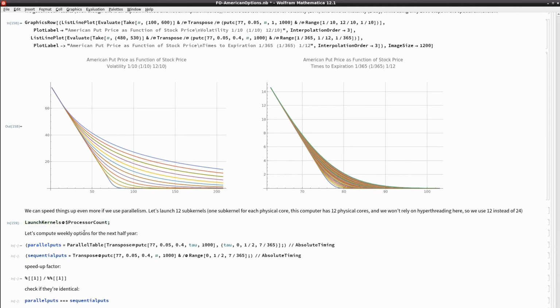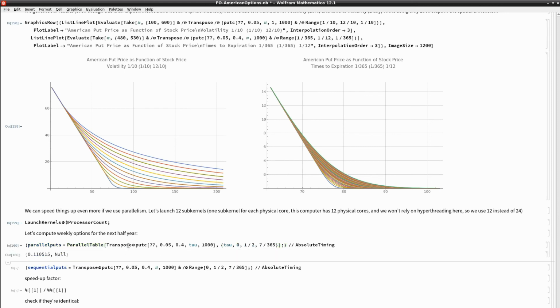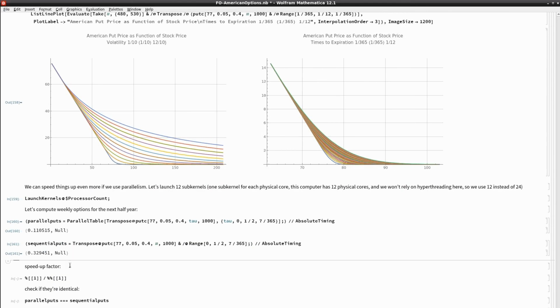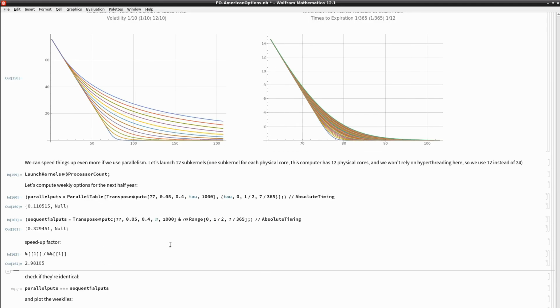So let's compute weekly options for the next half year. We now have every Friday as an option expiration. They're called the weeklies because they expire every week, every Friday. So with our time variable, we go from 0 to half a year in steps of 1 week. Okay, and I submit them with ParallelTable and see how fast this was, 110 milliseconds. And if I do it sequentially, this is the same computation, but I do it sequentially now, then let's look at the speedup factor. It is 3. So we were 3 times faster by doing it in parallel. I think that's quite an achievement.